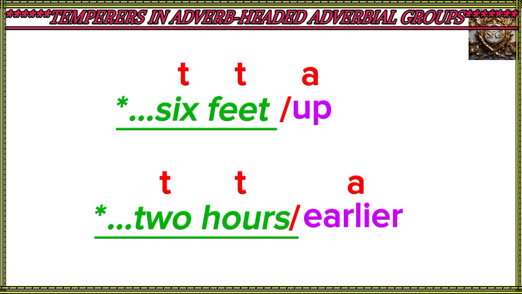Please note, in the analysis of adverbial groups, the nominal groups 6 feet and 2 hours are functioning as temporars within their respective structures. In this context, these nominal groups no longer operate as standard nominal items. Rather, they serve a specific role in modifying the adverbs they precede. Consequently, we will categorize them as temporars, denoting them as TT in our structural framework.